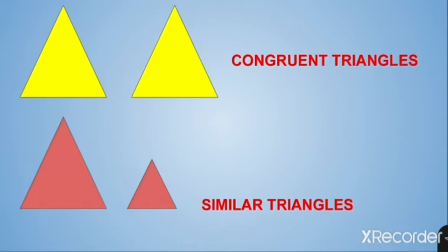In triangles, we have angles and sides. Therefore, in congruent triangles, all the angles are congruent and all the sides are also congruent. But when it comes to similar triangles, the angles are congruent, but the sides are in proportion.